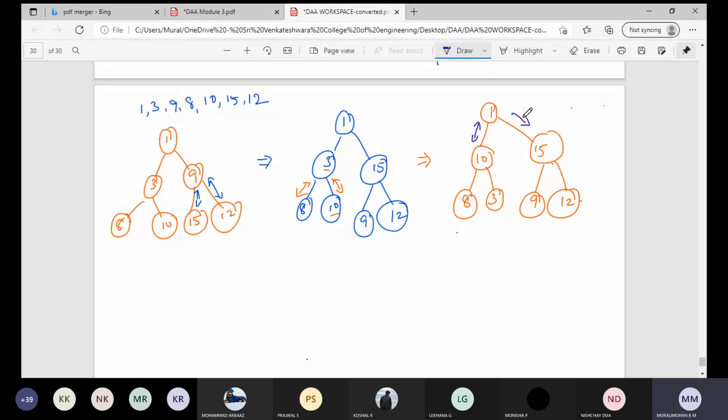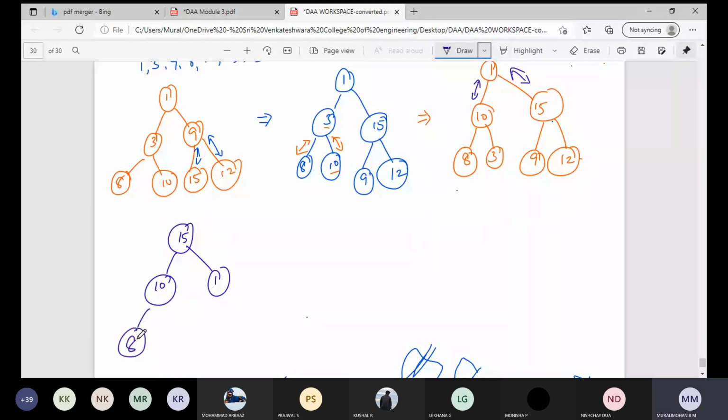Next we will check for 1. Does it hold good? No, right? Here 10 and 15. So 15 is the largest key value. So exchange these two. When we exchange, we'll get 15, and here 10 will be there, and here 1. Similarly, for 10 we have 8 and 3, and here 9 and 12. So it does not hold good for this one now, right?